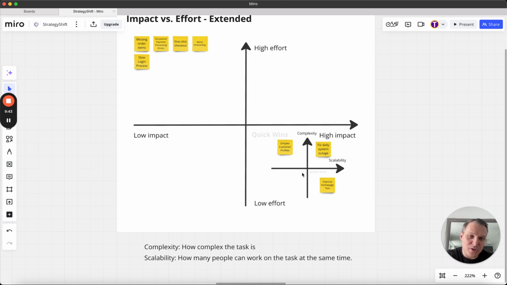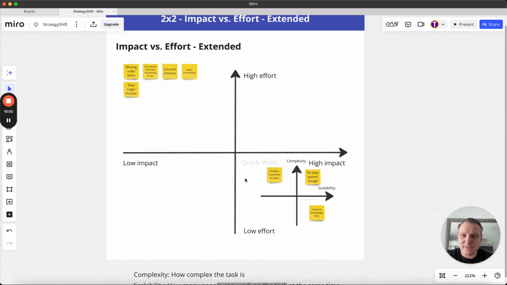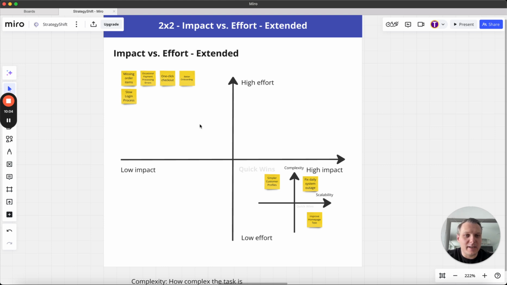When you're doing the prioritization, you will speak with your team. When you think about these things, it'll take a little bit longer, but within an hour, you should be able to prioritize all of your work in terms of impact versus effort, and then complexity versus scalability, and be fairly confident that you've done a good job. So this is the impact versus effort framework.